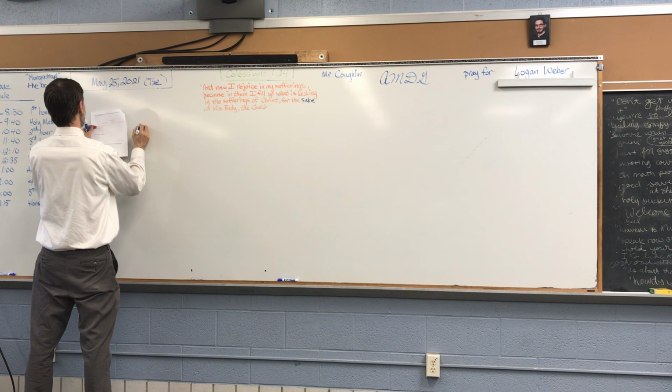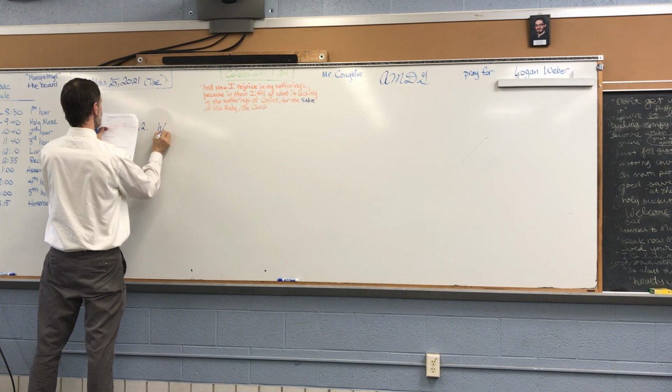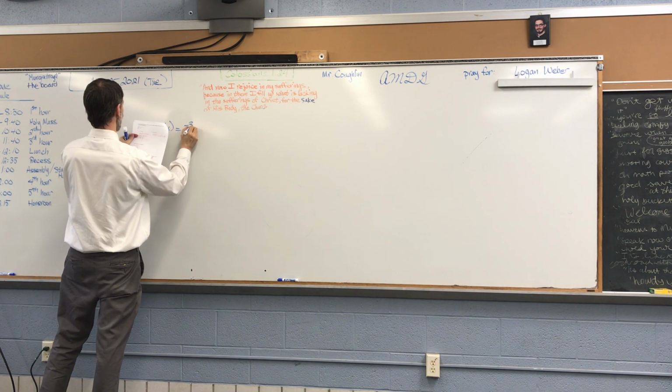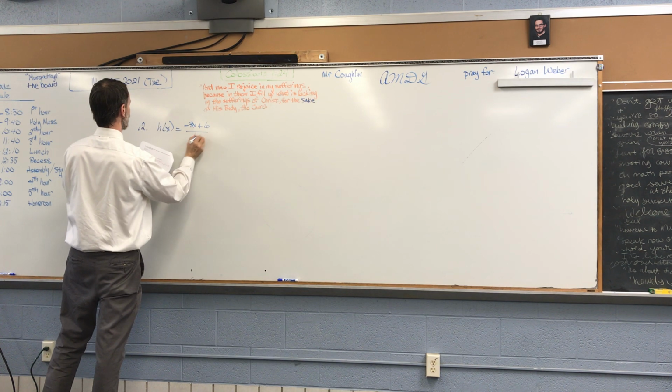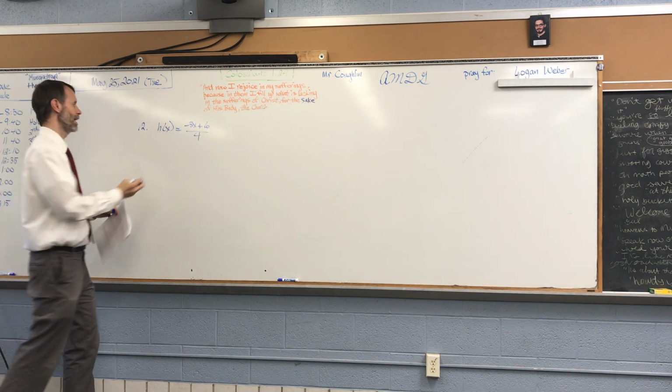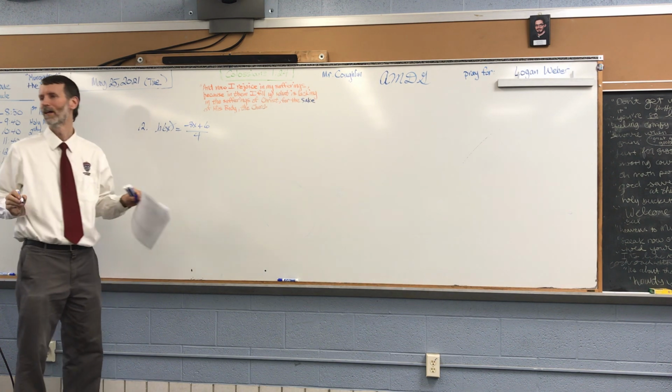Number 12, h of x is equal to negative 3x plus 6 over 4. The very first thing I would do: h of x is just another name for what?